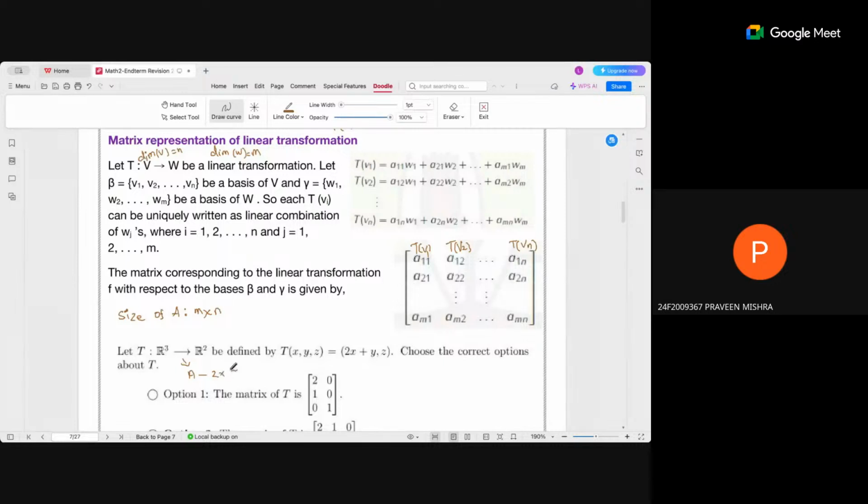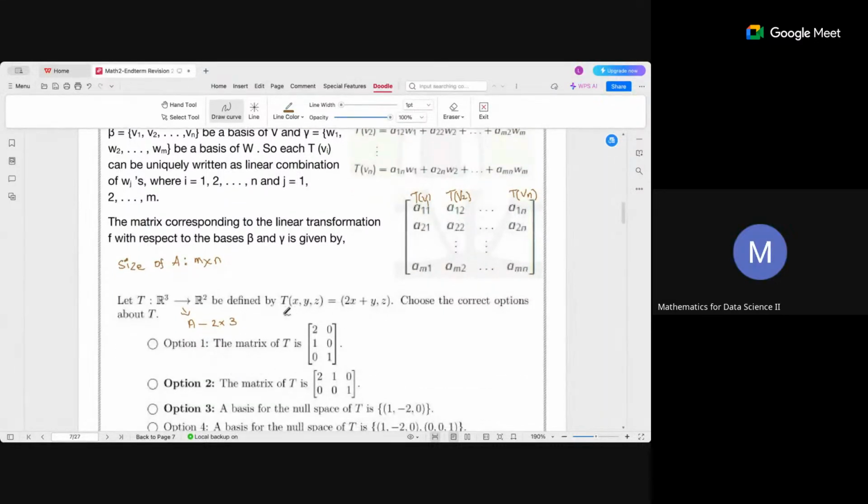First of all, they are asking for the matrix of T. Straight away, you look at the size of the matrix. What is the size of this matrix? 3 by 2, so this cannot be an option first of all. That we can easily see. So we have to check whether this matrix is correct. It satisfies the condition that it is a 2 by 3 matrix, but we have to check whether the entries are correct.